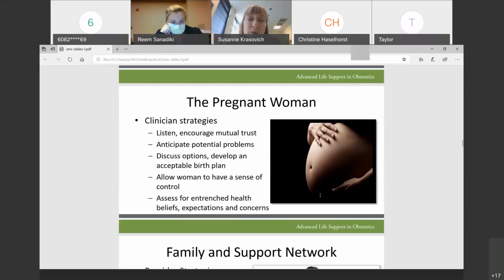From the aspect of the pregnant woman, things that you can do to help communication with that woman include listening and encouraging mutual trust, anticipating potential problems, really discussing options, and developing an acceptable birth plan, allowing the woman to have a sense of control whenever possible, and assessing for any entrenched health beliefs, expectations, or concerns that might be framing how your conversation is going with her. We can use patient-centered interviewing and shared decision-making techniques to promote effective provider and patient communication.